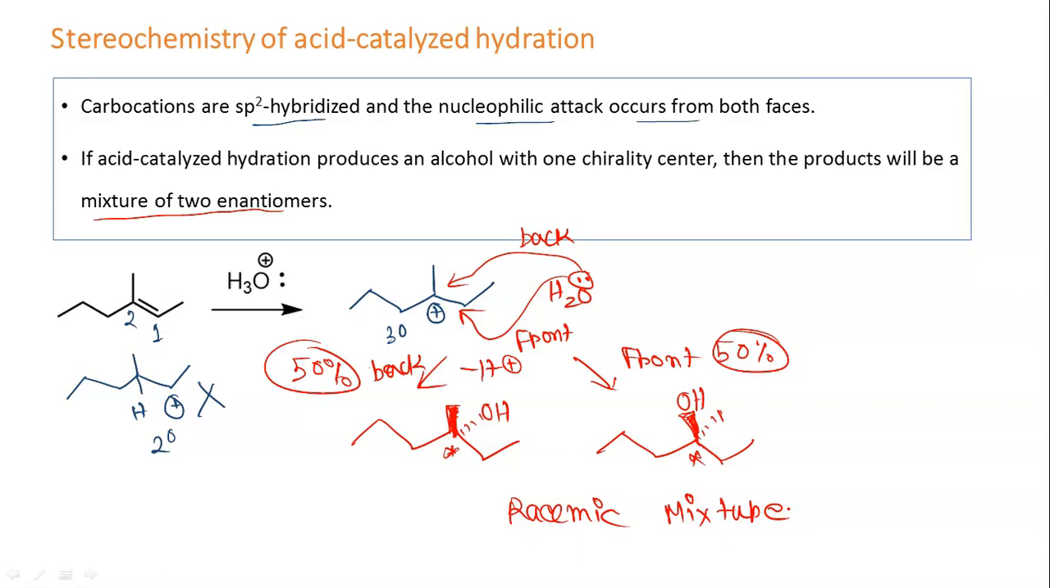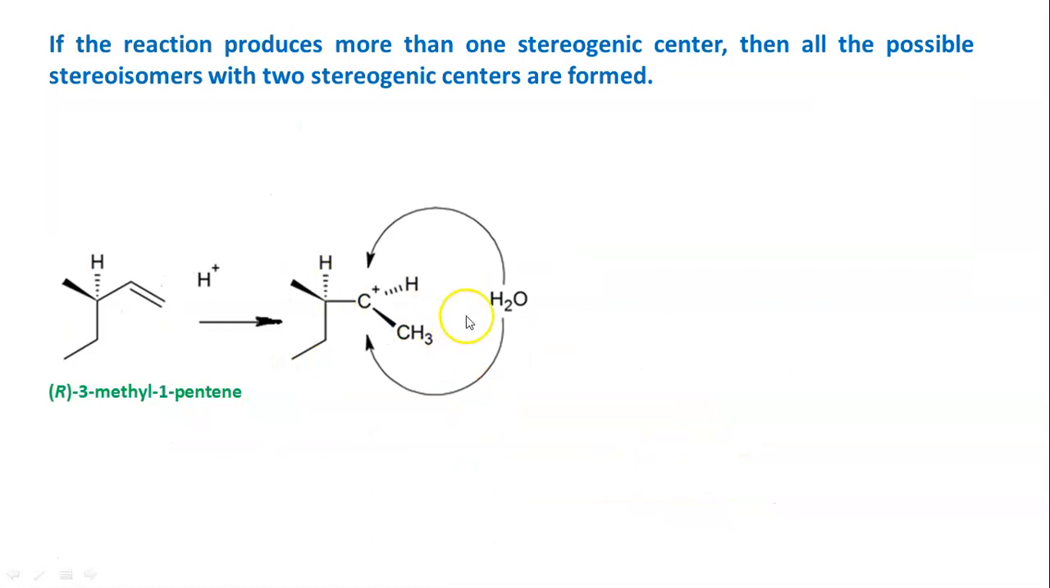But suppose in the starting material there is initially no chiral center, but maybe in some cases there is already a chiral center, and in the mechanism a new chiral center is generated. So one chiral center is already fixed in the starting material and a new chiral center is generated, so there will be formation of diastereomers. So in this example you can see, the reaction produces more than one stereogenic center.